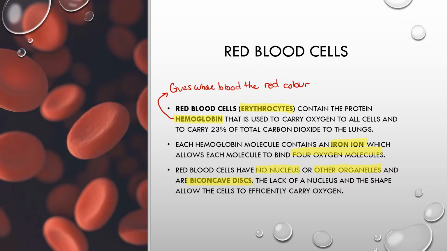Their plasma membrane is very strong, but also very flexible, which allows them to deform without rupturing as they squeeze through really narrow blood capillaries. Because blood capillaries are actually smaller in diameter than red blood cells. So red blood cells have to kind of fold in on themselves to go through really small capillaries. So they're flexible enough to do that.